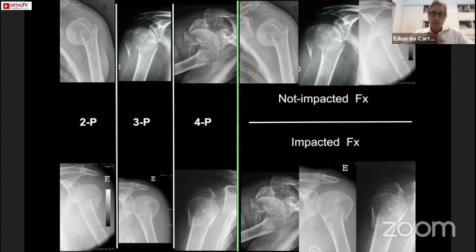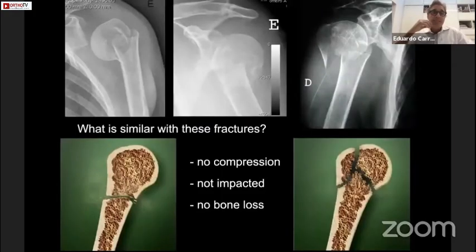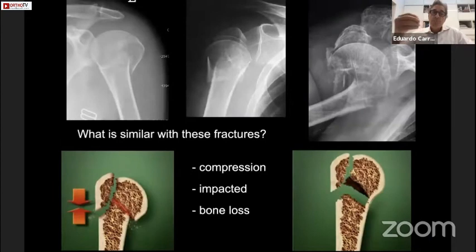This is my point of view. This I would like to transmit to you. You have to pay attention to these kinds of fractures. This makes the difference when you will treat this kind of fractures. So it's like this. What is similar in those fractures? There is no compression between the fragments. They are not impacted. There is no bone loss in the metaphysis area of the humerus. And what is the difference between the first fractures and now is in this kind of fracture, you have compression in the bone, in the metaphysis bone, and they are impacted fractures. You have bone loss. This is the most important point in my presentation, I think.